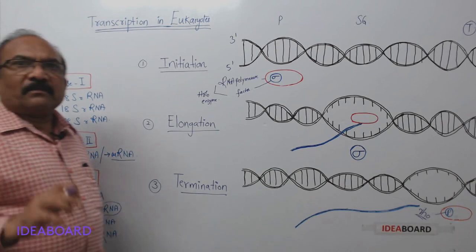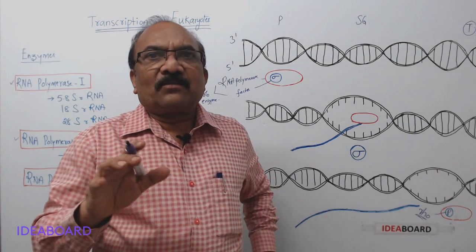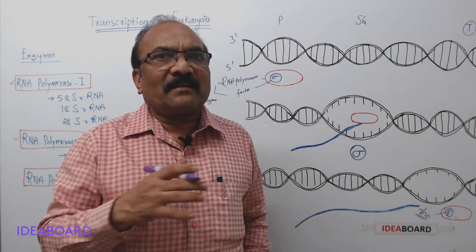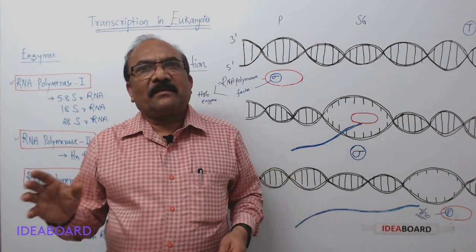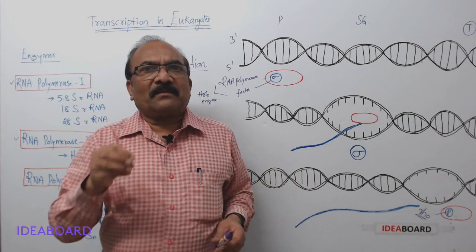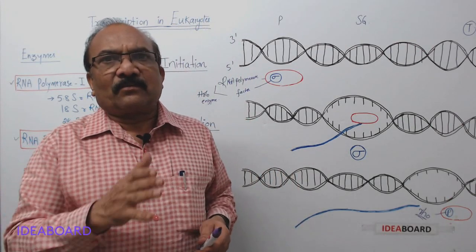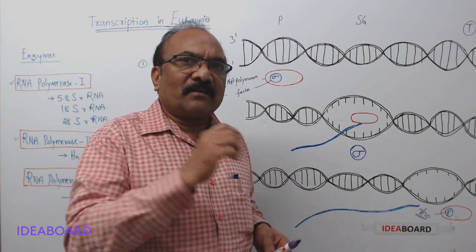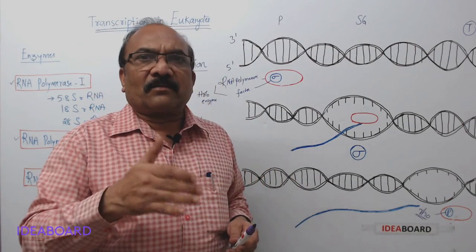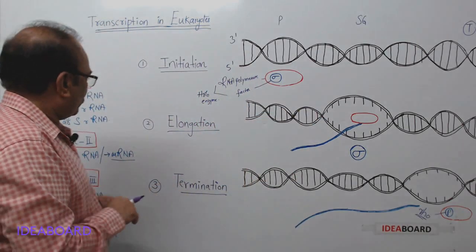I hope you have noticed this point. There is no processing required in the case of prokaryotes. In prokaryotes, mRNA is directly formed. But in eukaryotes, mRNA is not directly formed. Only hnRNA is formed, and hnRNA later is converted into mRNA. However, that we will discuss later.